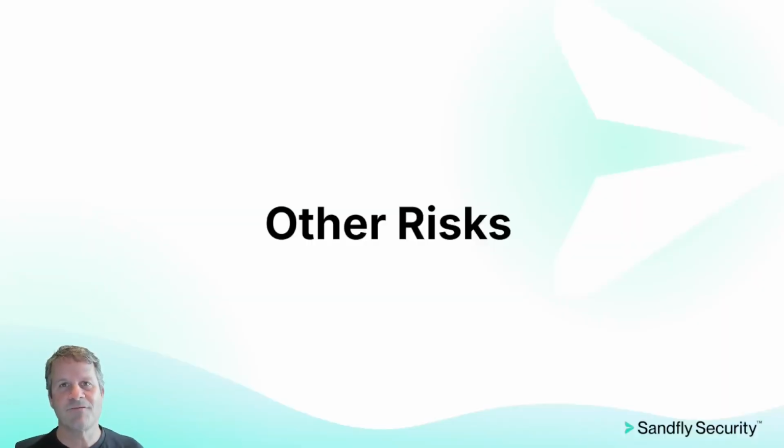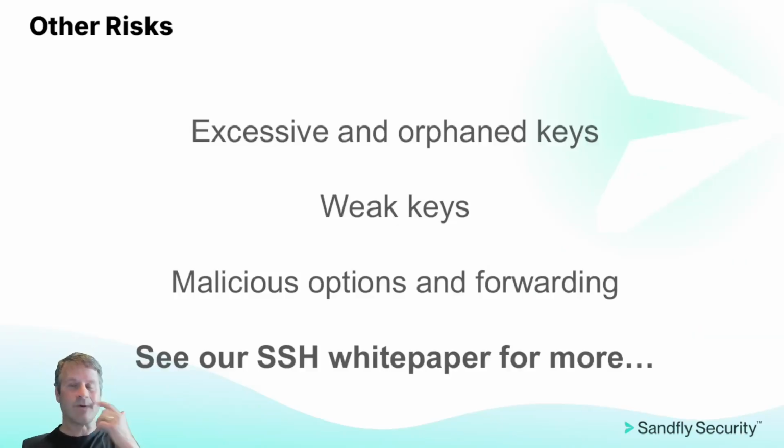Okay, so we went over some pretty significant SSH risks, such as stolen keys, backdoor keys, and duplicate keys. We don't have time to cover some of the other risks. I could probably talk for another two to three hours on this particular problem, but just know that we have some things here. First of all, excessive and orphan keys. These are keys that are abandoned or just old over time. They're just sitting around. Nobody gets rid of them.